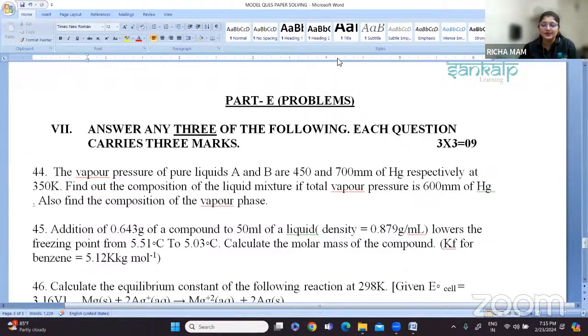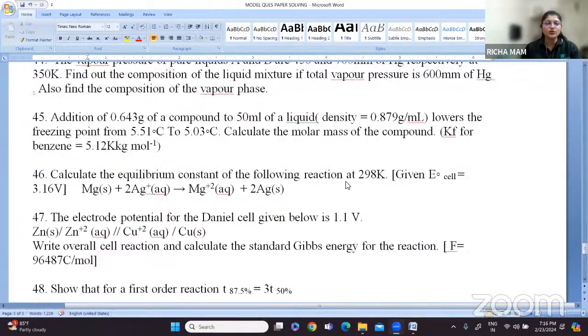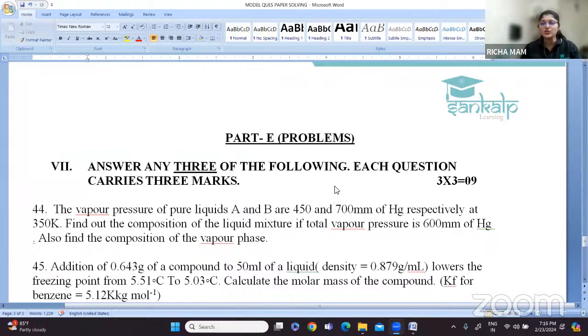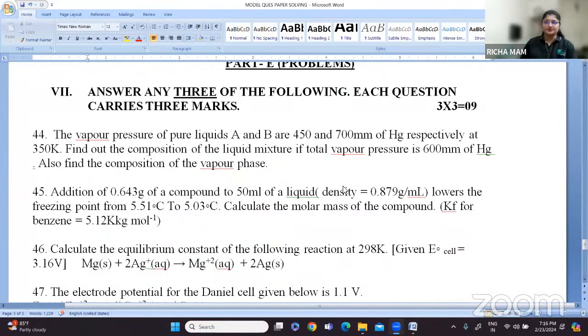Next question, part E. Part E is problems. So for the 7th question, answer any 3 of the following. Each question carries 3 marks. Here 6 questions are given, 1, 2, 3, 4, 5, 6. Out of these 6 questions, you can answer any 3. Again, each question is for 3 marks.